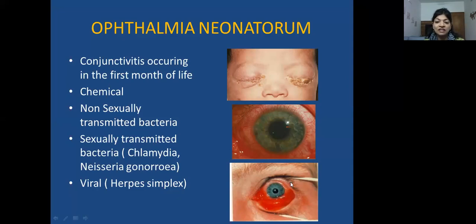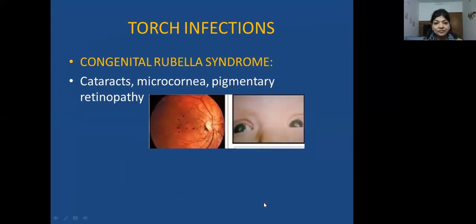You would actually see herpetic lesions around the eyelids, and then you would see hemorrhagic conjunctivitis like this. You have a lot of hemorrhages. So hemorrhages will be typically seen in viral conjunctivitis in a baby. So they have to be treated with systemic acyclovir for 14 days. Along with that, there is the role of topical antivirals as well in these babies.